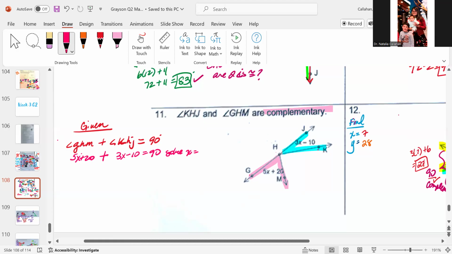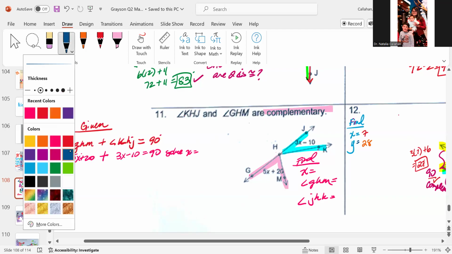So when you're finding this, what are you trying to find? You only have one letter, right? And those are the two angles. That's it. Okay, now solve and plug. So make sure you highlight.